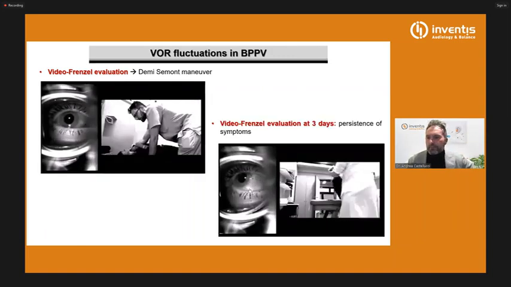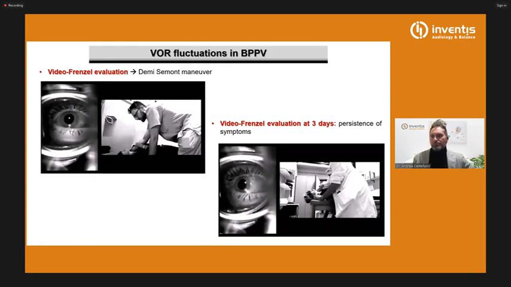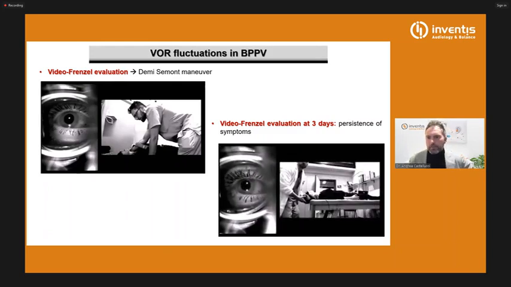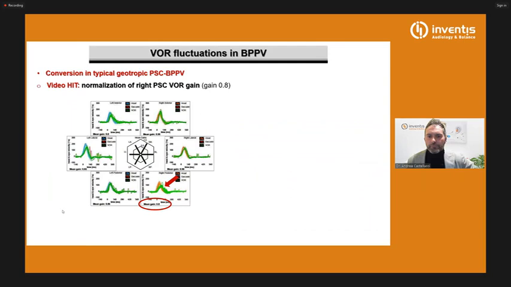And in fact, after 3 days, she had persistent symptoms, but I found a typical posterior canal BPPV. This is a typical posterior canal BPPV with paroxysmal course with the crescendo pattern. And so probably otoconia were stuck there, and they eventually fell in the ampullary arm of the canal. So I performed an Epley maneuver.